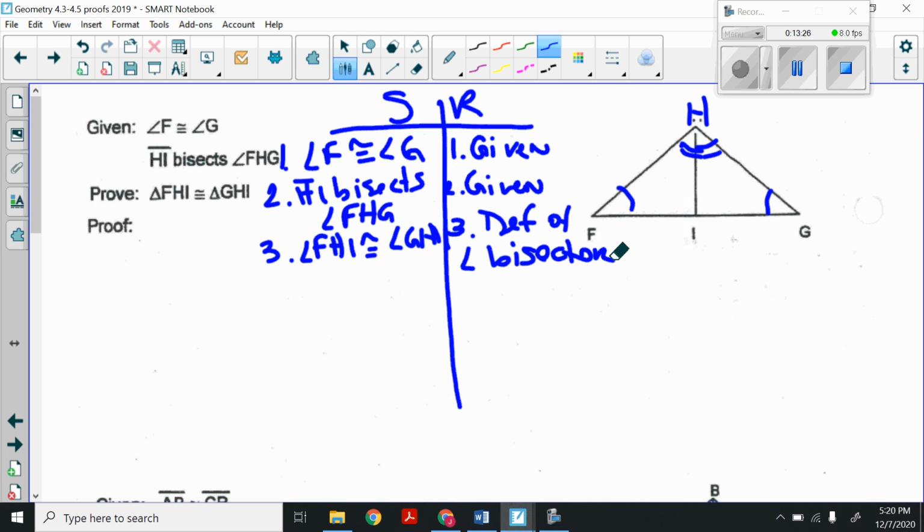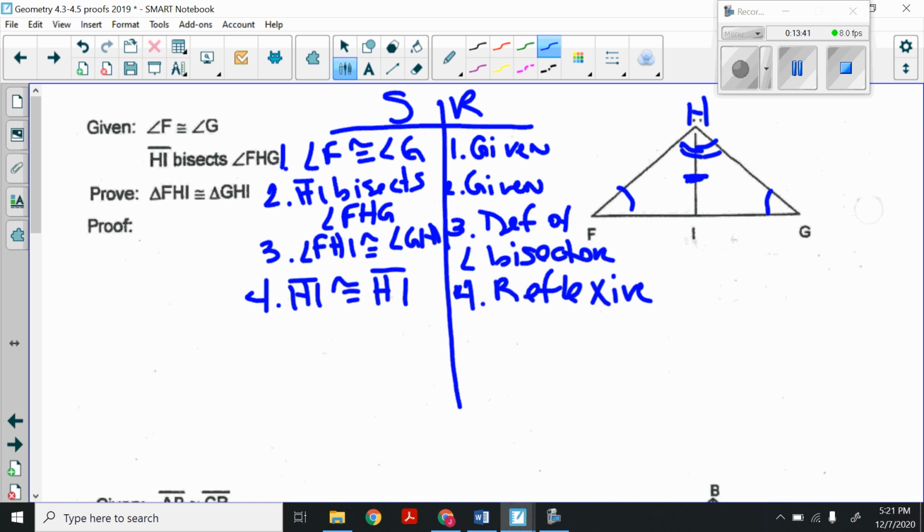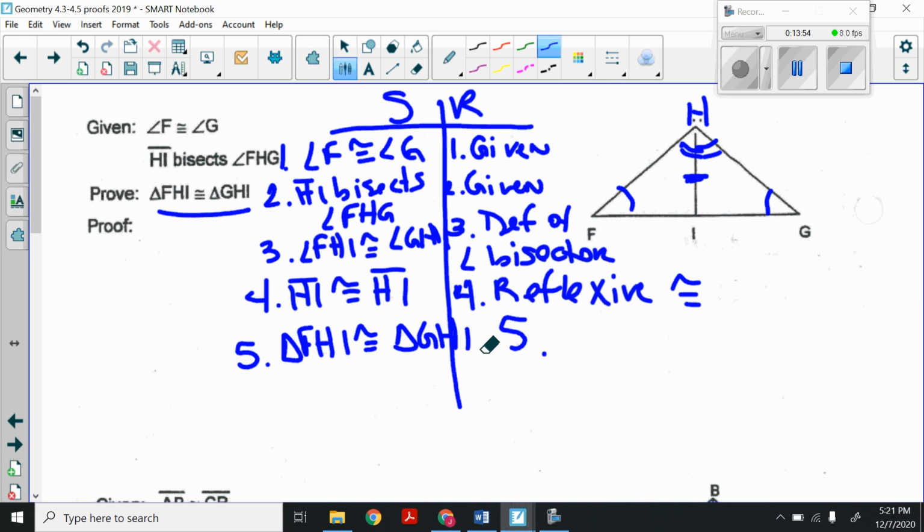I only have 2 things marked, but I know that side is the same. So HI congruent to HI, reflexive property of congruence. Now I have 3 things marked. I can prove the triangles congruent that they asked, making sure I write it down exactly as they asked me to prove it. What 3 things do I have? I have an angle, and a side, AAS.